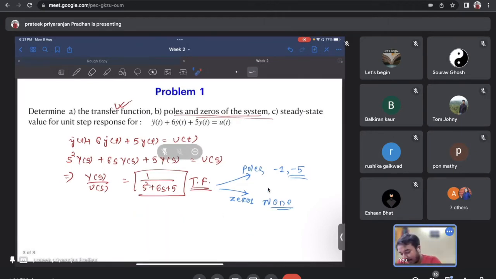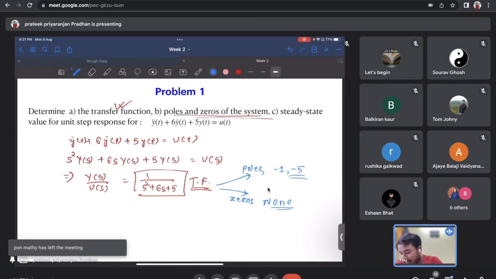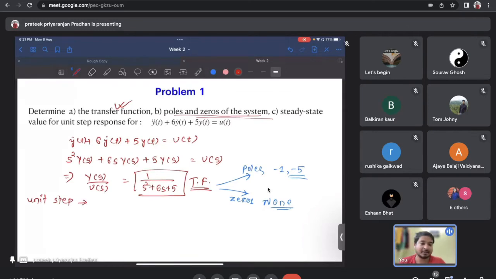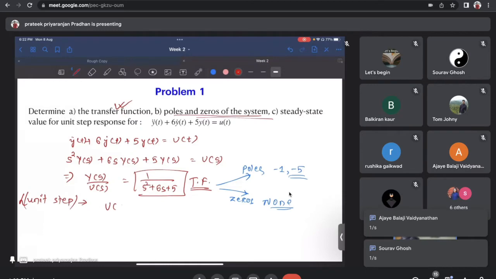Very good. Now comes the steady state value of the step response of the system. So can somebody say for the unit step response, what's the Laplace transform? I have discussed it in the last class. Can anybody type in the chat what's the Laplace transform of the unit step? U of S.